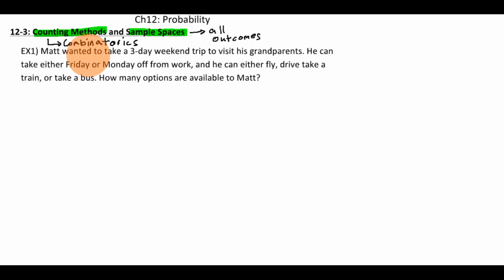I'm going to highlight a few of the key important words in this problem. So the first thing I want to do is just look at that first sentence. It says Matt wants to take a 3-day weekend. So I'm going to just highlight 3-day weekend here. He can either take Friday or he can take Monday off. Also, he can either fly, drive, take a train, or a bus. And then this last sentence here, it's asking us how many options are available to Matt.